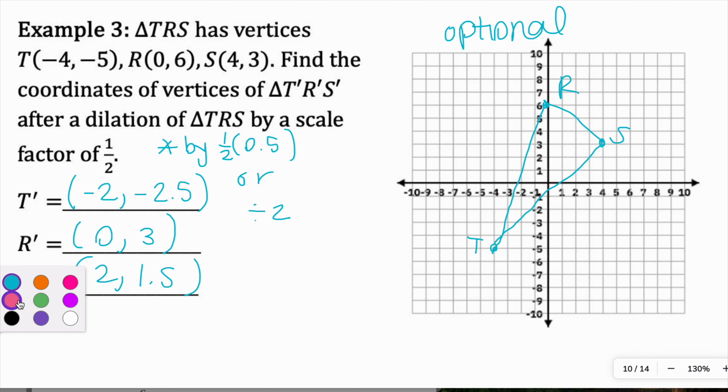So if I plot all these new points, I should see a smaller triangle. -2, -2.5 would be here. So that's T prime. R is 0, 3 for R prime, and then S is 2, 1.5. So again, that triangle just got a lot smaller, and in fact, half the size.